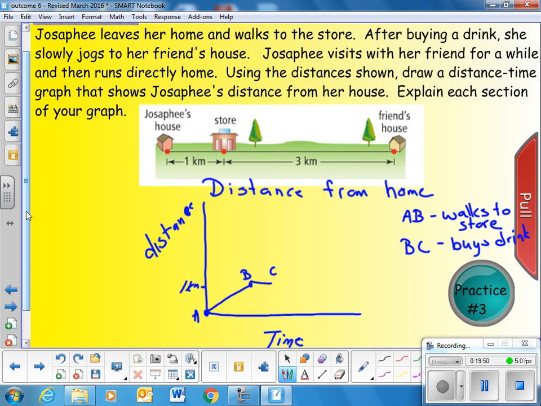After she buys her drink, she slowly jogs to her friend's house. So if she's jogging, it means that the line should be steeper than when she walked to the store. The friend's house is another 3 kilometers, so that means that she's going to travel a total of 4 kilometers from home. So we need her to end up here, and it needs to be a little bit steeper than her walk. So here's point D. So between C and D, she jogged to her friend's house.